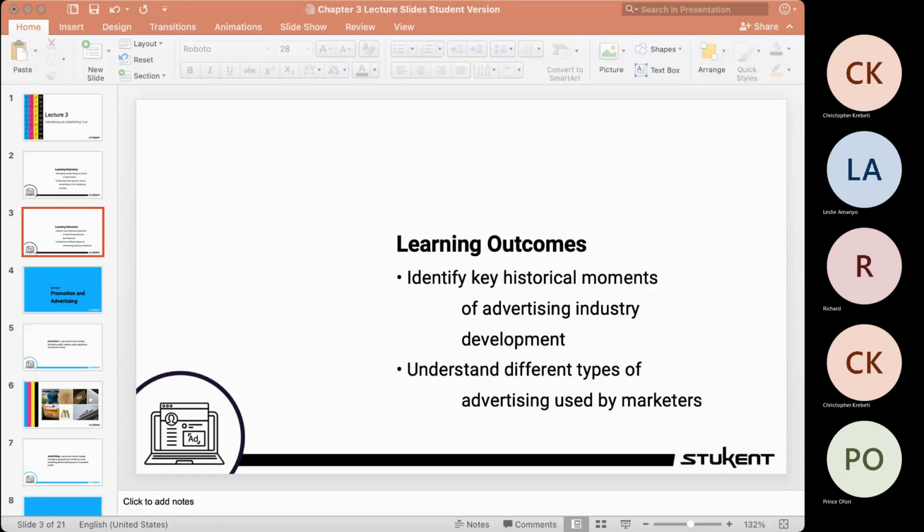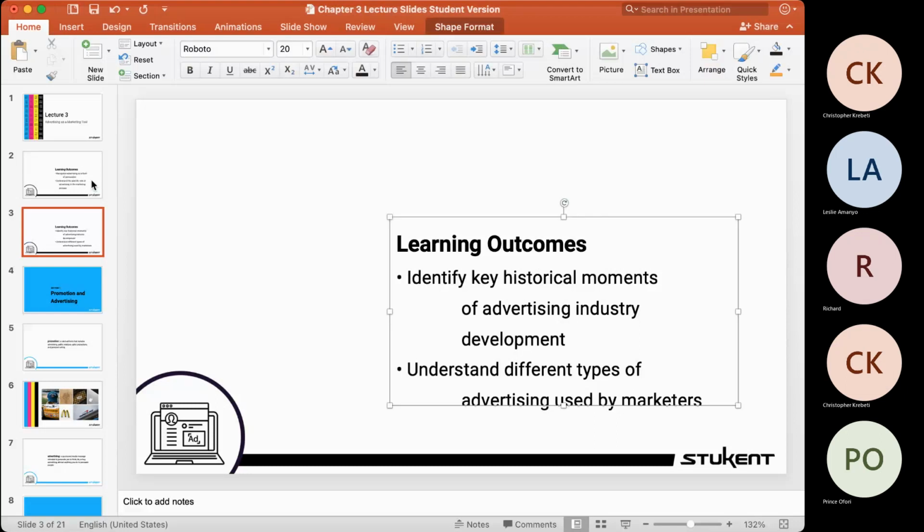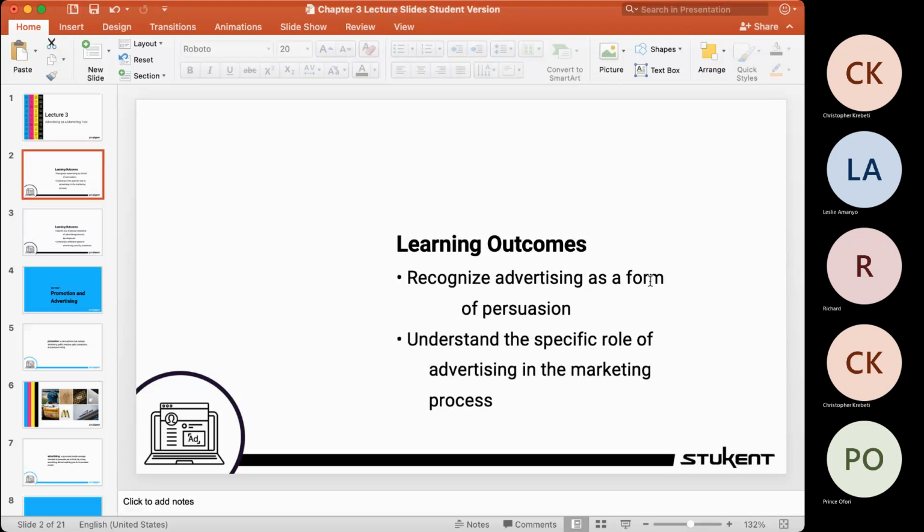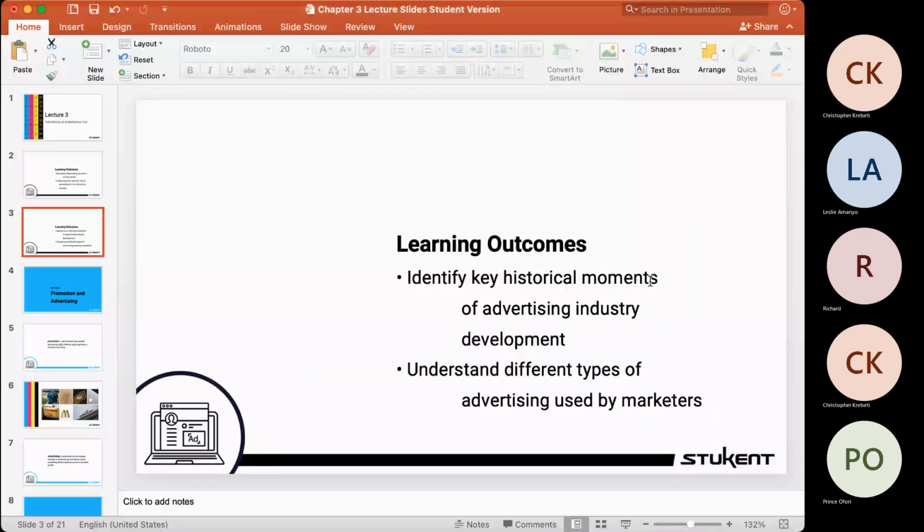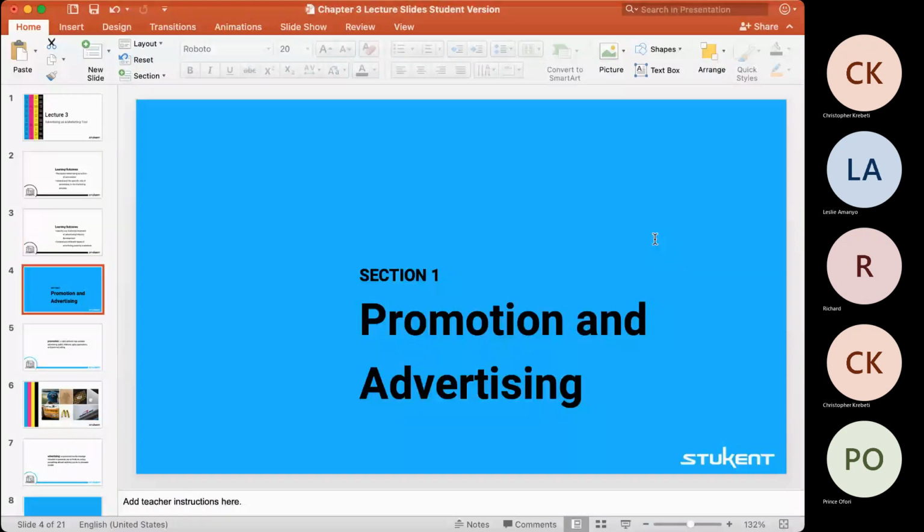Right. So as I have indicated, we are looking at these 4 learning outcomes. We are looking at recognizing advertising as a form of persuasion, which is very important. Understand the specific role of advertising in the marketing process. Identifying key historical moments of advertising industry development. Understand different types of advertising used by marketers. These are the key issues that we are looking at. So we'll start with promotion and advertising.